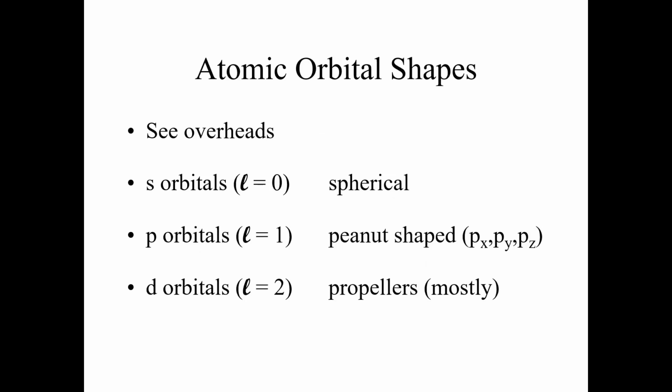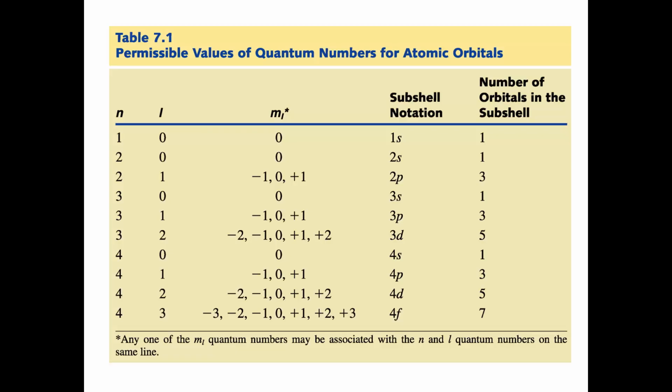Again, this is just kind of a mini summary here. S orbitals are spherical, p orbitals are peanut shaped, and d orbitals for the most part are propellers, and we don't even have the f orbitals listed here. But l equals 0 always means s orbital. This is a summary of all possible permissible quantum numbers.